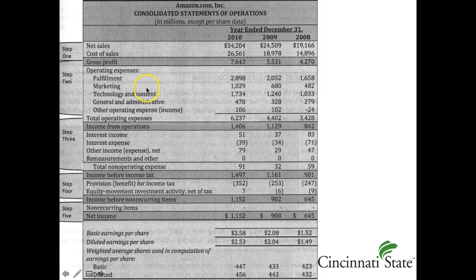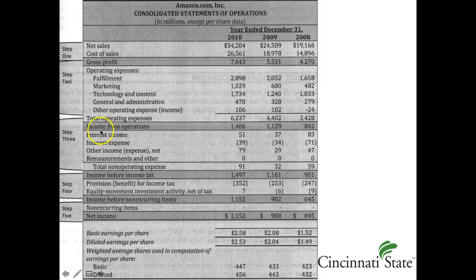In the next section, we can see the major operating activities. Amazon spends the most money on fulfillment, marketing, technology and content, general administrative, and other operating expenses. Please note that other operating expense can also be an income if the number is negative. We can see that in 2010 and 2009 it was an expense, but in 2008 it was an income. A very important subtotal is income from operations, where we would definitely like to see a positive number, and this is where the company shows that it can generate income from its main operations.